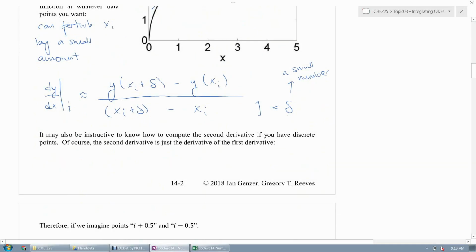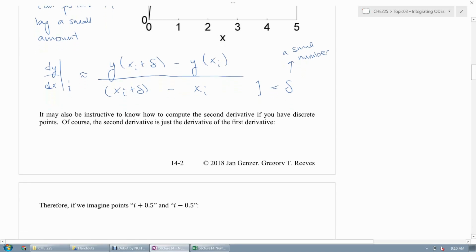Now, at some point, you might also want to calculate the second derivative using discrete points. And the second derivative is just the derivative of the first derivative. So your second derivative, which is d squared y dx squared, is defined as the limit as delta x goes to 0 of the delta in dy dx divided by delta x.